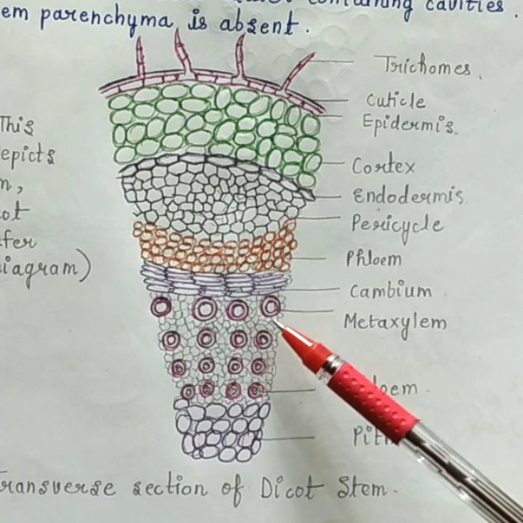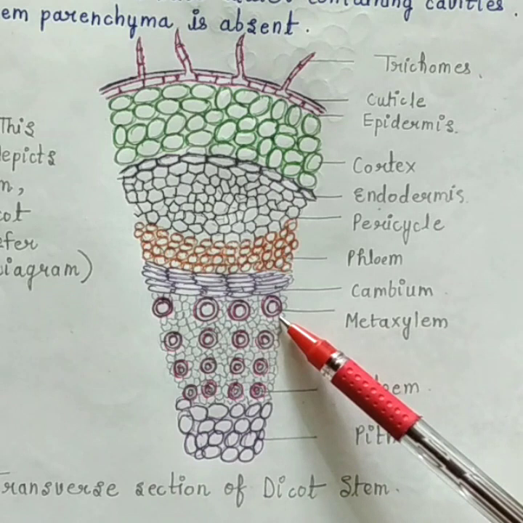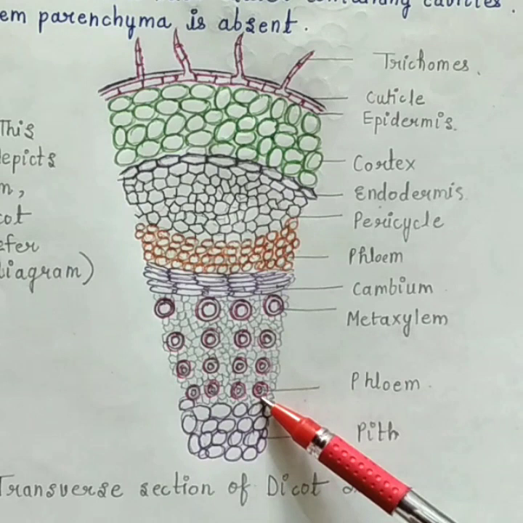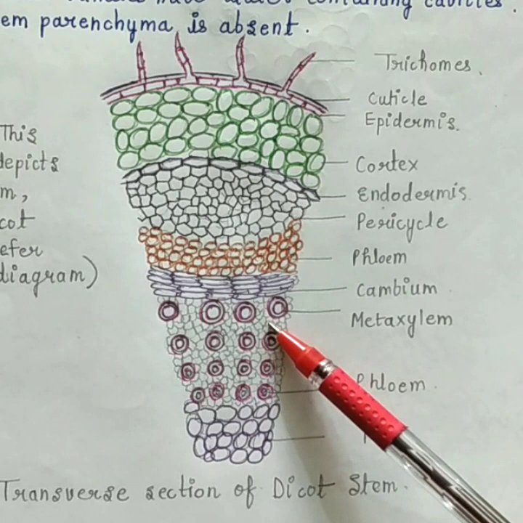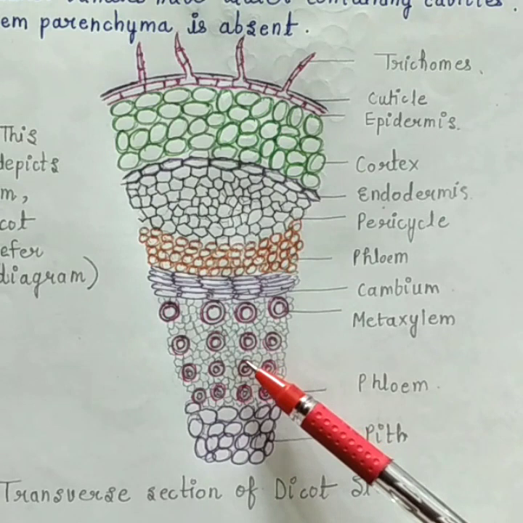Exarch condition is like this: if you look at the metaxylem, it is towards the periphery and protoxylem is towards the center. Pith ki taraf ya center ki taraf protoxylem hai aur metaxylem jo hai wo towards the periphery hai. So basically yahan pe endarch condition ho rahi hai and endarch condition is seen in dicot stem. So stem mein endarch condition thi aur root mein exarch condition thi.